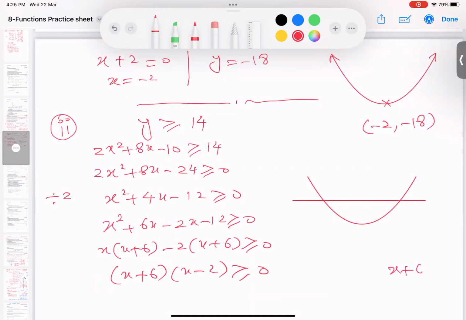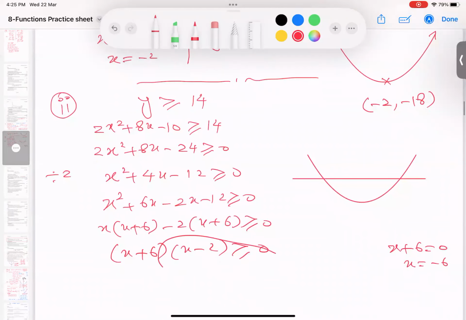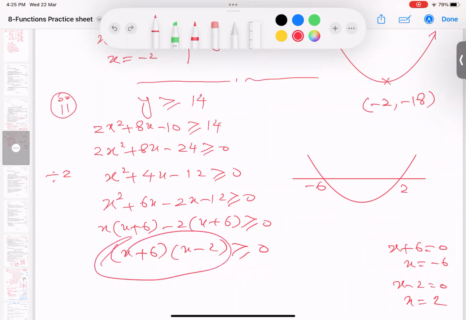x plus 6 is equal to 0. I get x is equal to minus 6. And when I plug in this equal to 0, I mean x minus 2 equals 0, I got x is equal to 2. So the smaller value, negative 6, comes here, and the bigger value, positive, comes here. After this, if you recall, we did that whenever it is bigger, like face or open, this is open. So bigger means we always go outside, if you recall.